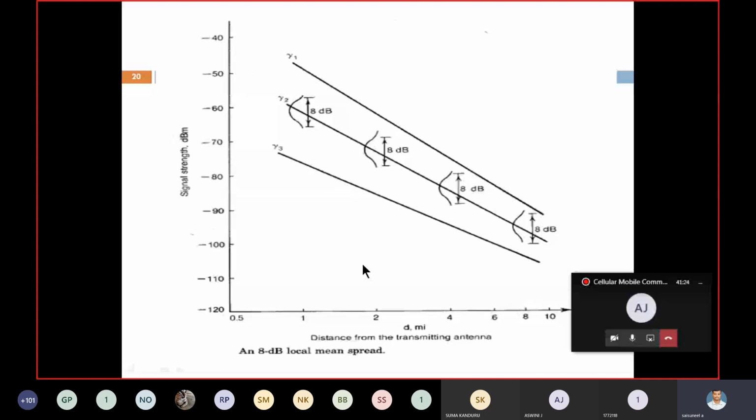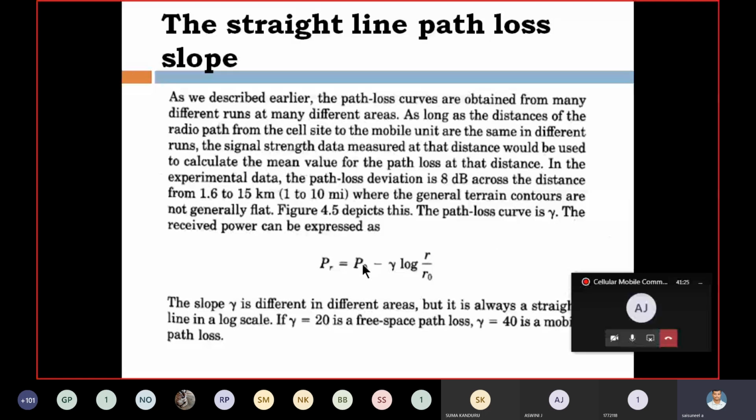Now the straight line path loss slope. I will discuss the equation: PR is equal to P naught minus gamma log R by R naught. The gamma is nothing but the slope of the path loss curve. Here R and R naught are the different distances.